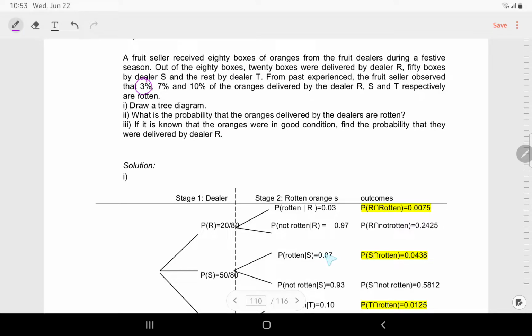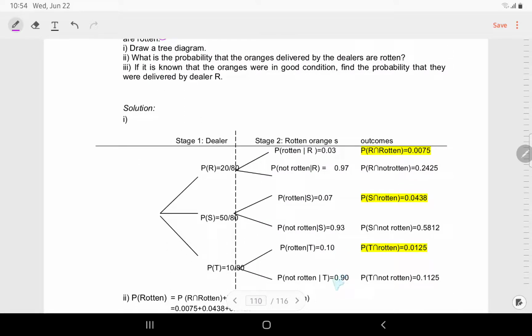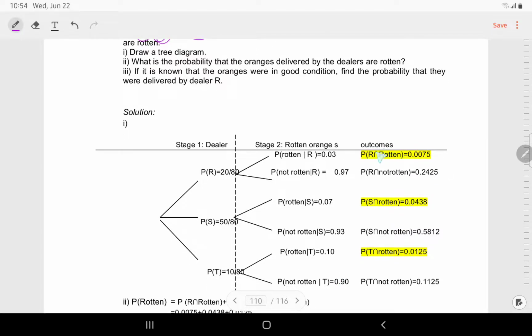For S, yang rotten 0.07, given. So not rotten is 0.93. And for T, rotten is 10%, which is 0.10, and not rotten 0.90. Okay, so dekat sini outcome dia adalah probability R and rotten, which akan jadi 0.0075. Then R and not rotten, S and rotten, S and not rotten, T and rotten, T and not rotten.